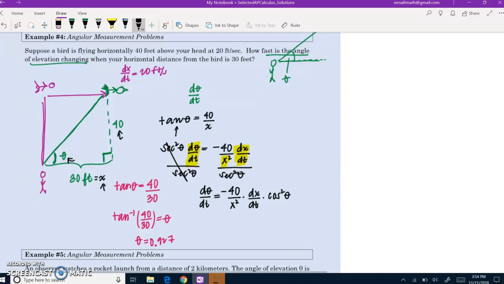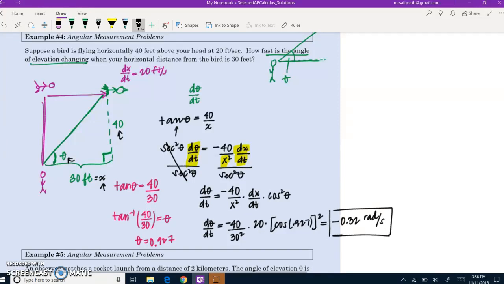At this point, we have everything we need on the right-hand side. So we can say d theta dt is equal to negative 40 over, my x at this instance is 30, so 30 squared. The dx dt is how fast the bird is moving, so 20 feet per second. And then here we're going to have the cosine of our theta is 0.927, and we're going to square that value. So at this point, you just want to grab your calculator and input that entire expression in and see what you get out. So when I plug that into my calculator, I get the value of negative 0.32, and we're working in radians, so we can just say radians per second.